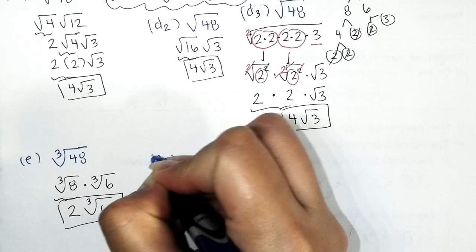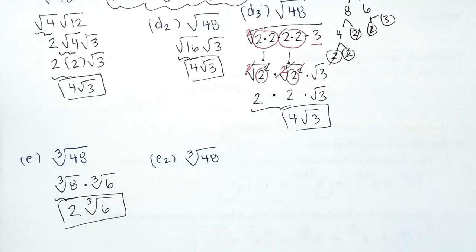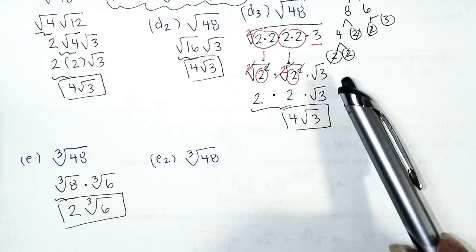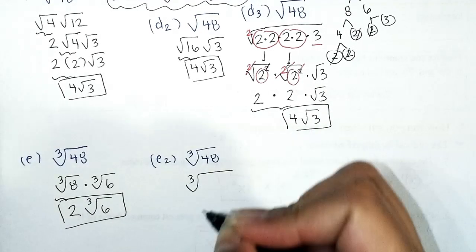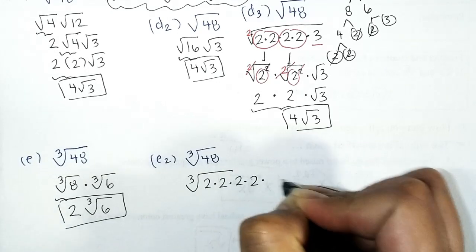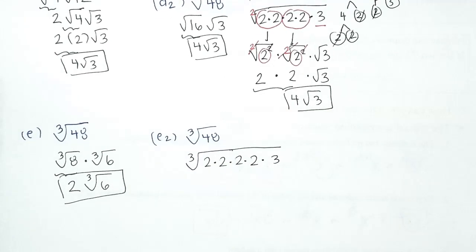So we have E2, we have cube root of 48. So what are we going to do? We're just going to write 48 as a product of prime factors. Let's take our work from above, and we have, what was it? 2 to the 4th times 3. Okay, 2 to the 4th times 3, but without the exponents. 1, 2, 3, 4, and then times 3. Fantastic.